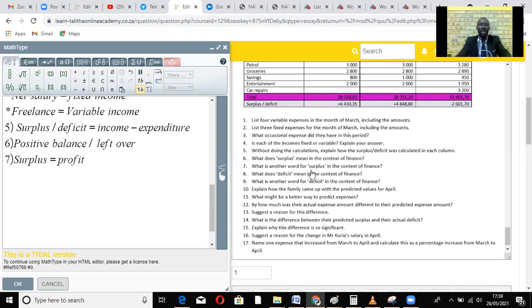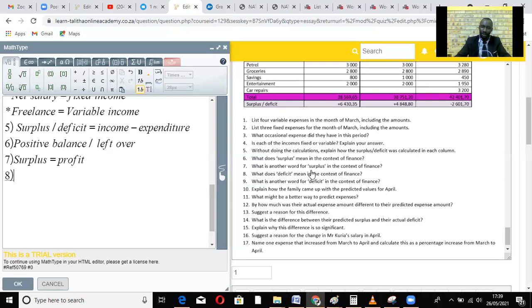Just that. Why? Because you have taken away all the expenditures from the income you generated, but still you are left with some money. How would you like to call that money? You obviously want to call it profit. We then move to question 8. What does deficit mean in the context of finance?